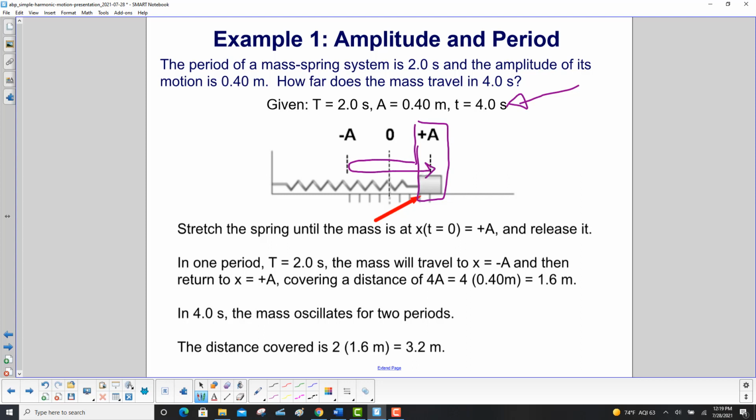It will cover a distance of 4 times A, or 4 times 0.40 meters, 1.6 meters, right? Because go from here to here, there's 0.4 meter, here to here, another 0.4 meter, then you come back, another 0.4, and another 0.4. So that's 4 of them. And that's why we multiplied 4 times 0.40. So in 4 seconds, the mass will oscillate for 2 periods. So what distance does it cover then? Well, in one period, it covered 1.6 meters. So in 2 periods, it's just 2 times 1.6, or 3.2 meters.